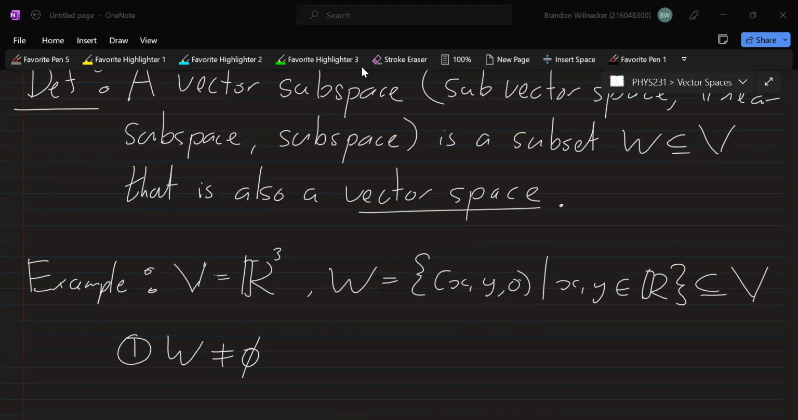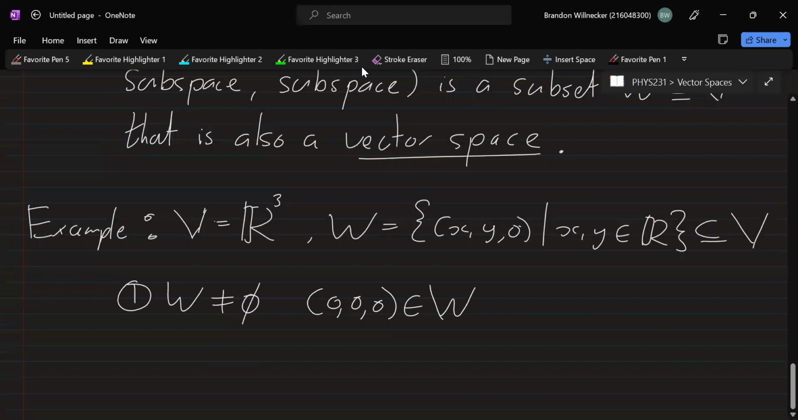Because if we choose X and Y to be 0, then we get the element (0, 0, 0), which is inside W. And in fact, the (0, 0, 0), if you remember from your Math 140, that is the 0 vector, or the neutral element. Okay, so it's non-empty. So let's show the closure under addition. So we're going to take two arbitrary elements from W, add them together, and show that it's again in W.